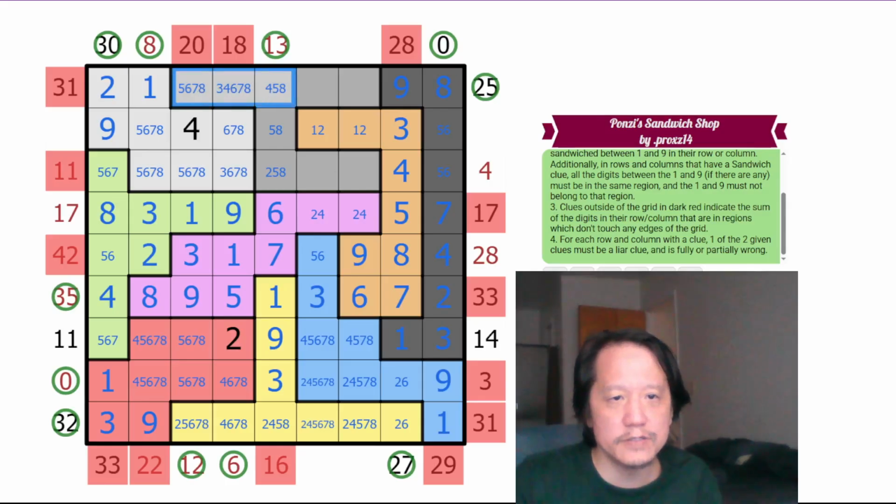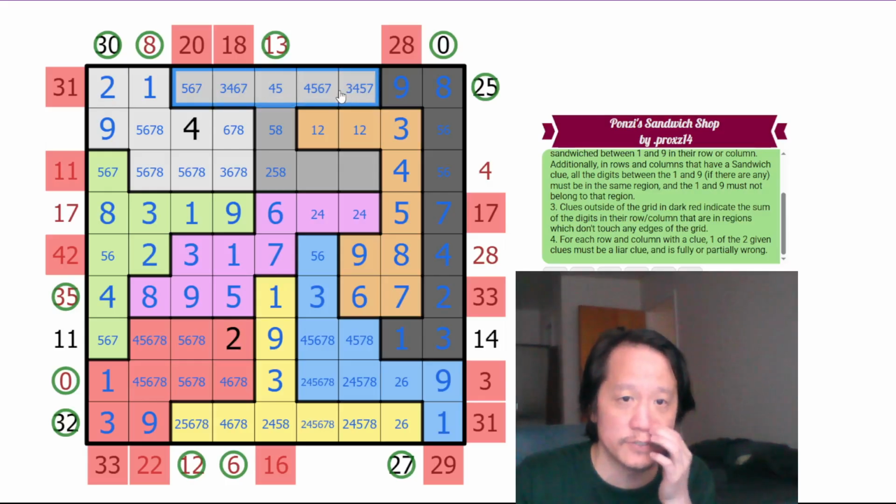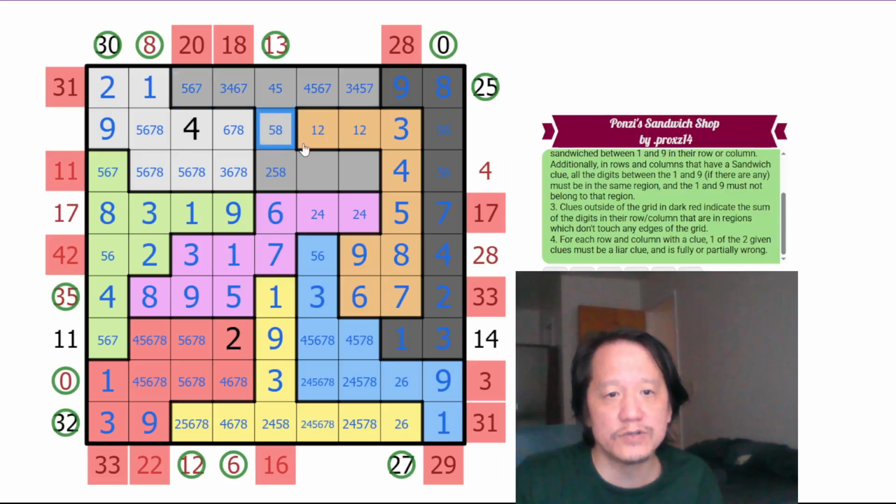No more 8s in row 1. We have 3, 4, 5, 6, 7. No 3 here, no 6 there, because of 3 and 6 in the column. This 3, 4, 5, 6, 7 quintuplet eliminates 3, 4, 5, 6, 7 of the rest of the region. So no 5 here, it's 8. No 5 or 8 here, it's 2. This must be a 1, 9 pair.